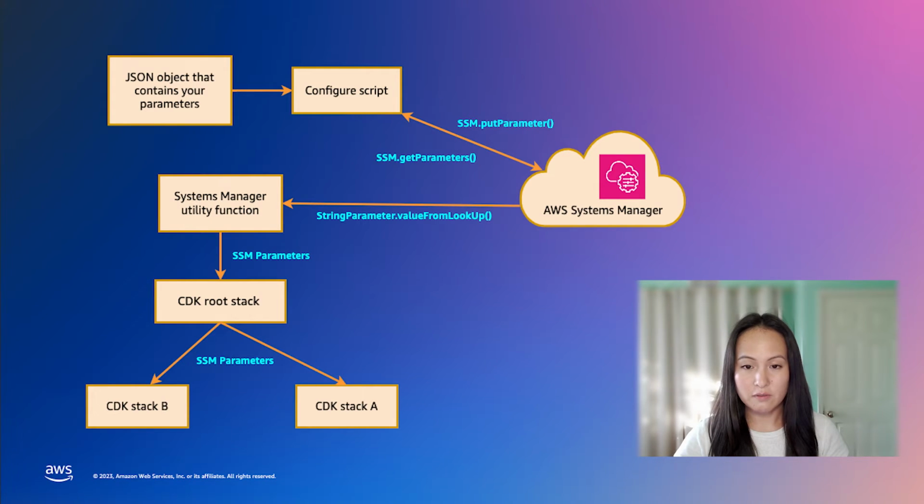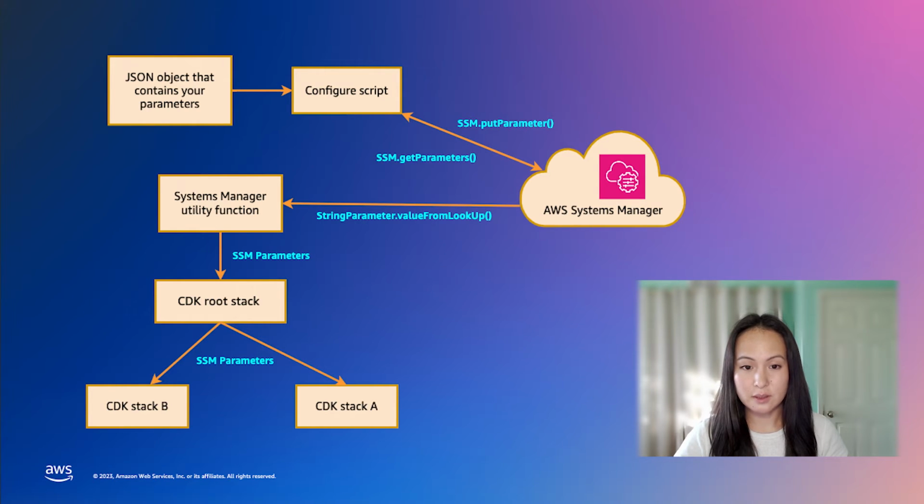Let's go through the overall flow, then we will walk through each of the sections together. There's a JSON object that holds all your parameters, then a configure script that takes in the parameters and writes them to AWS Systems Manager. On your CDK application side, the CDK stack uses a Systems Manager utility function to get the values and pass them down the stack.